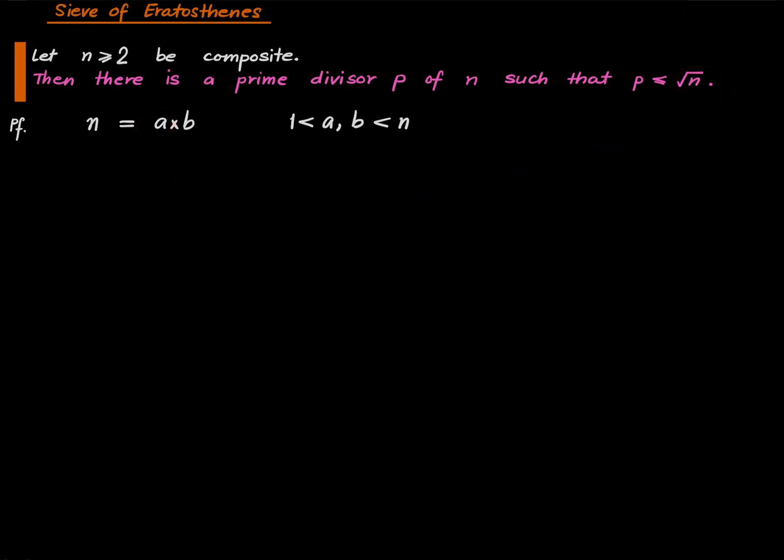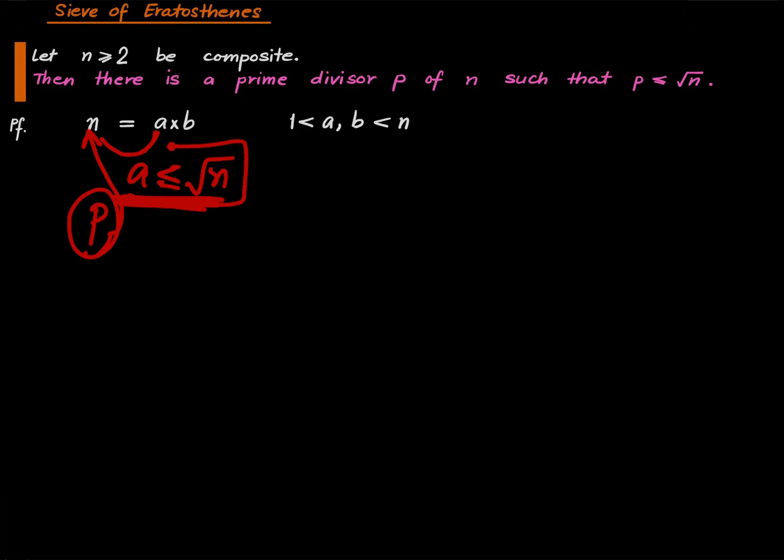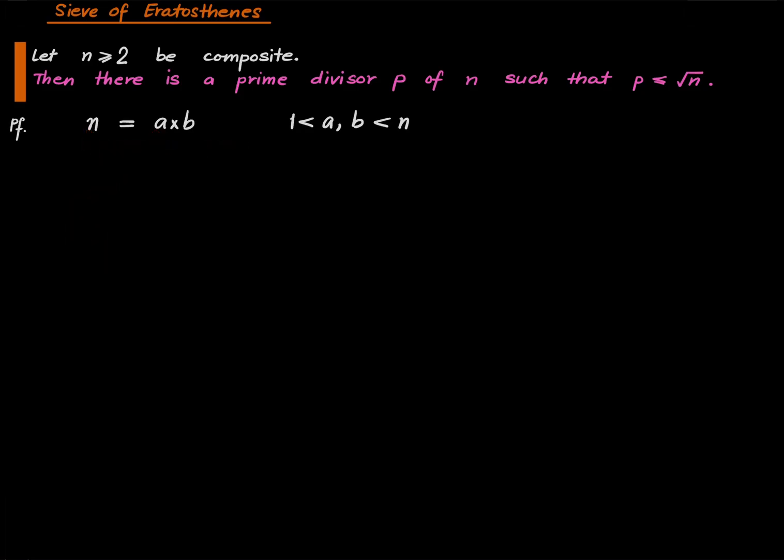And just pick a prime divisor of that guy. Let's say a is at most root n. Pick a prime divisor of a. It will naturally be a prime divisor of n, because anything that divides a also divides n, and it will certainly satisfy this bound. Since a itself is at most root n, every prime divisor of a will also be at most root n. So that's it. That's the proof of this fact, and this helps us check for primality.